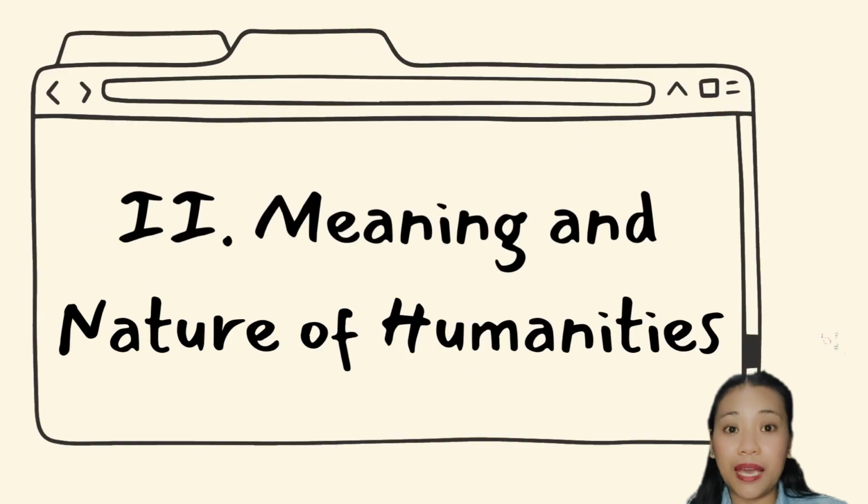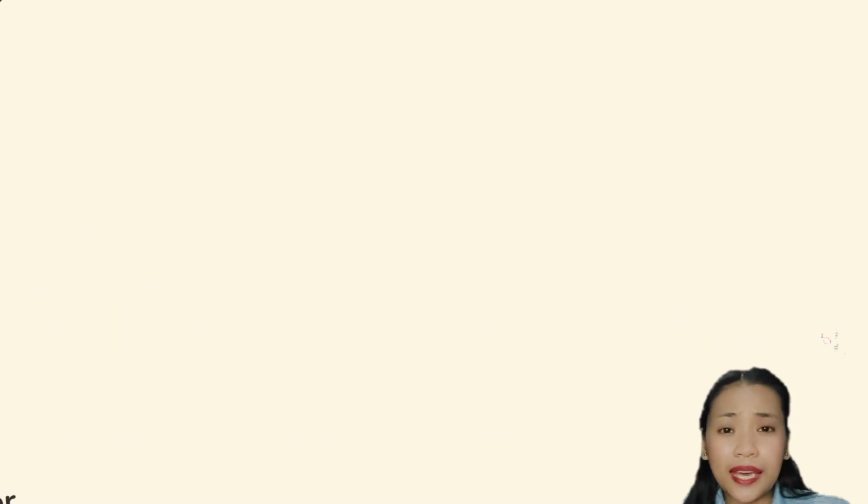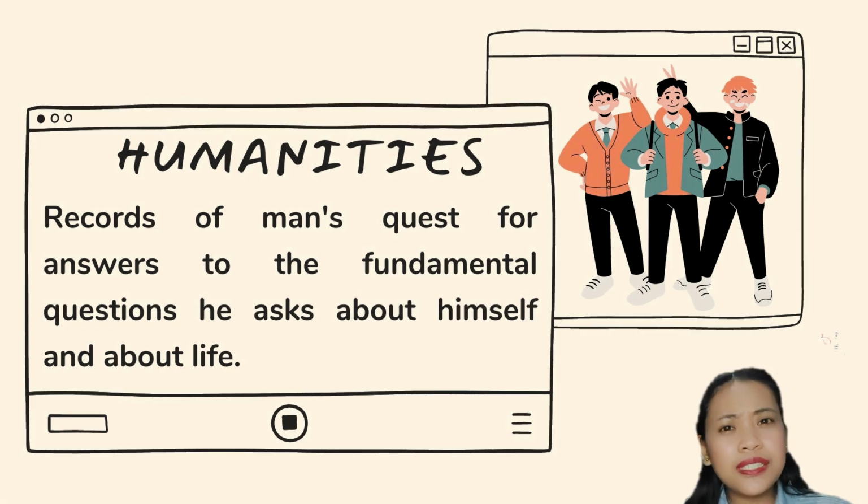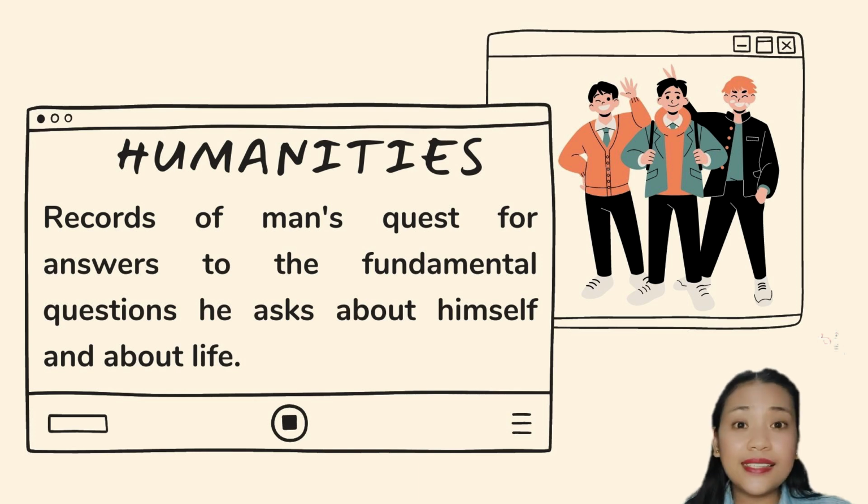Now, class, let's talk about the meaning and nature of humanities. Broadly speaking, humanities are records of man's quest for answers to the fundamental questions he asks about himself and about life. The content of humanities, class, is anything that is inherently human: man's experiences, his values, his sentiments, his ideals, even his goals. The humanities are therefore expressions of man's feelings and thoughts.